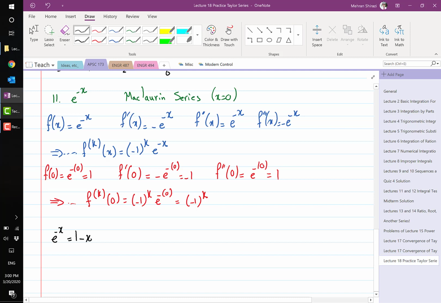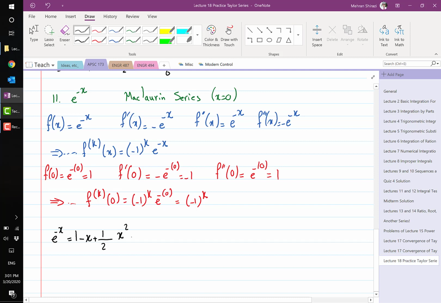What is the next term? The next term is the second derivative of f at 0, which is 1, divided by 2 factorial, which is 2, times x minus a to the power of 2. A is 0, so we have x to the power of 2.